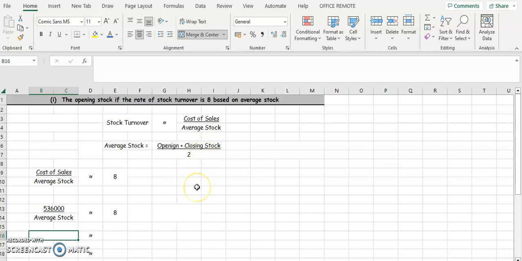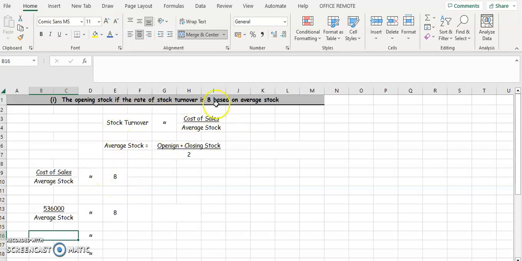So we're going to do this in two parts. First of all, we're going to use the information to fill in the first formula, which is stock turnover is equal to cost of sales divided by average stock. The question tells us we need to calculate the opening stock if the rate of stock turnover is 8 based on the average stock. So we're going to bring this formula down here: your cost of sales divided by your average stock is equal to 8.